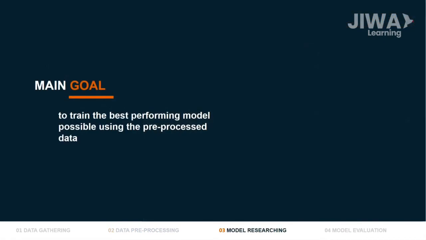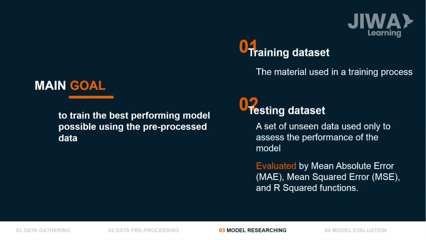The third stage is researching the model that will be the best for the type of data. Our main goal is to train the best performing model possible using the preprocessed data. So we need to train and test several machine learning algorithms on the preprocessed data. Then research which model is the best for this problem. We initially split the data into two parts: training dataset and testing dataset. The training set is the material used in a training process in which the computer learns how to process information and get the hidden pattern.